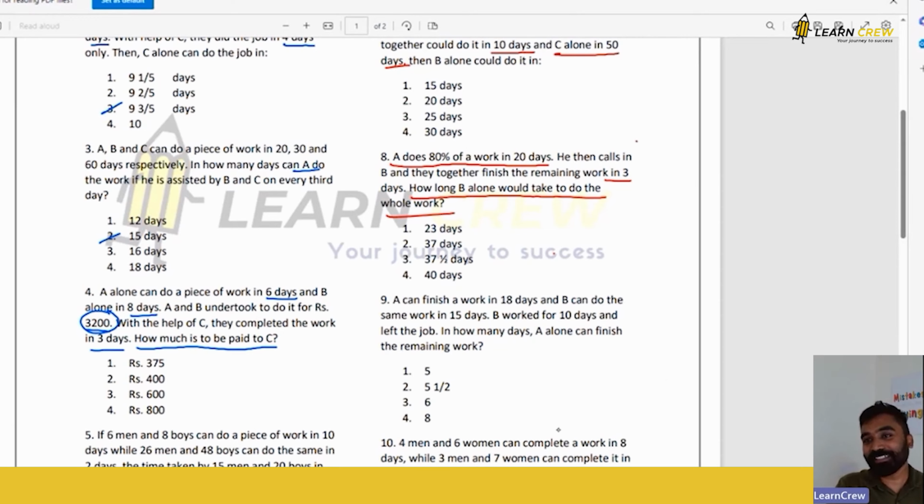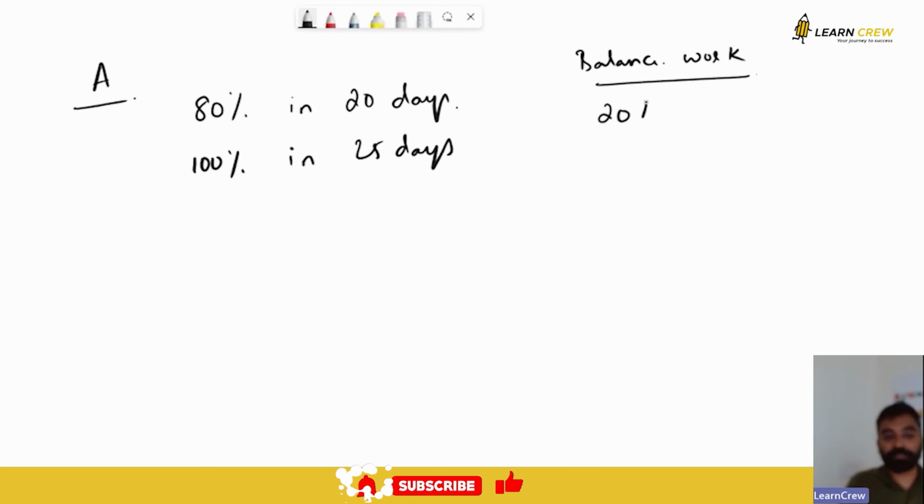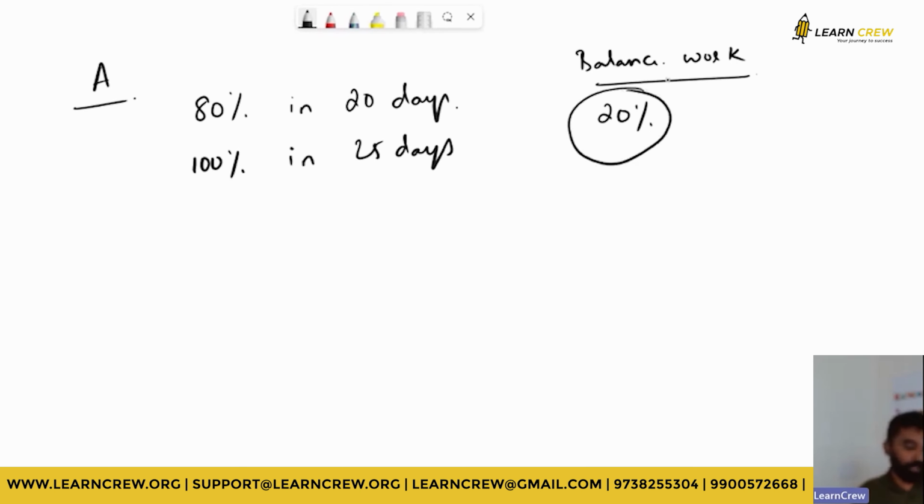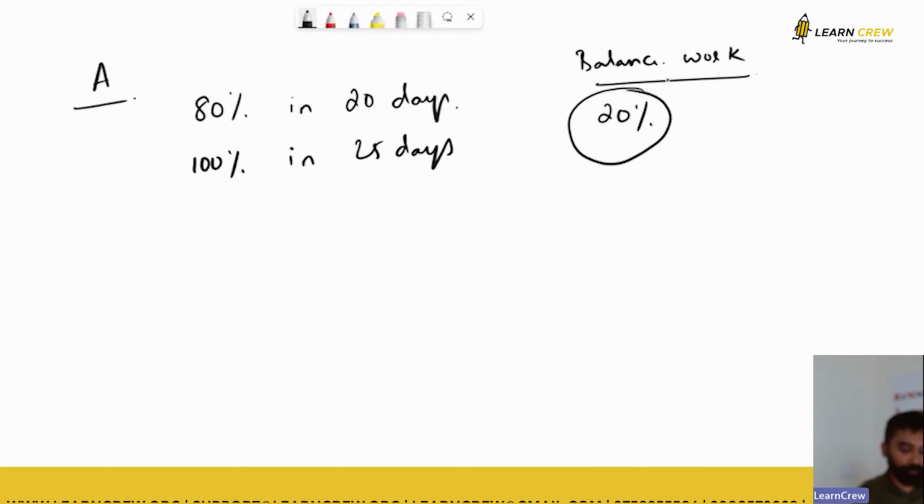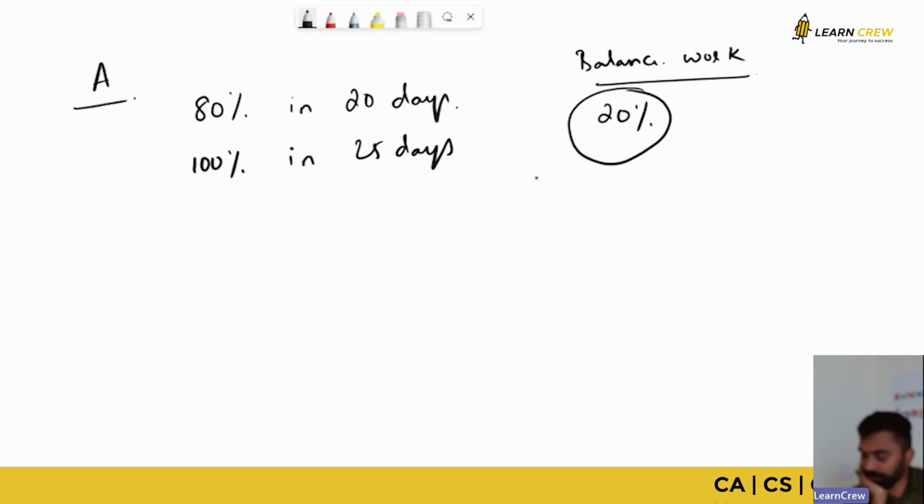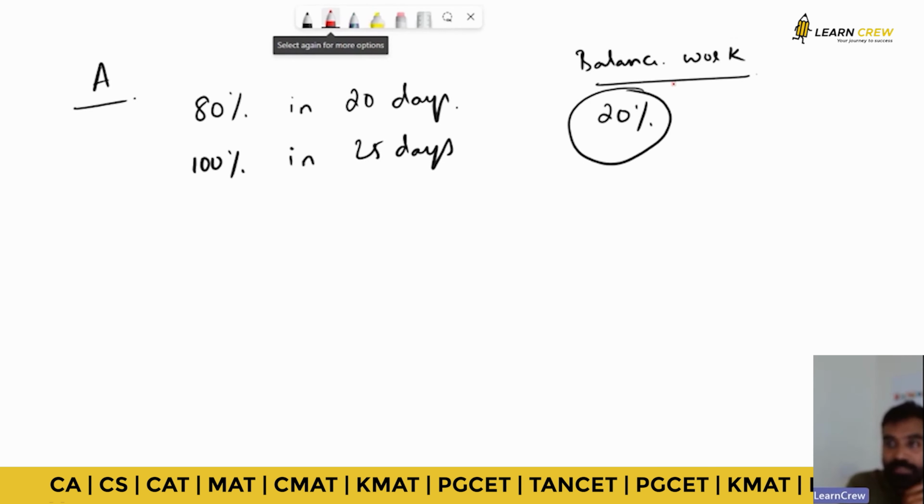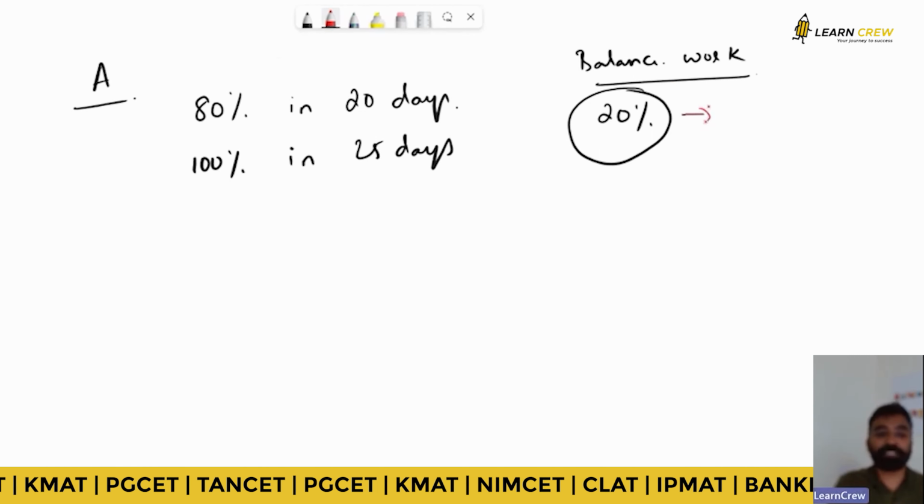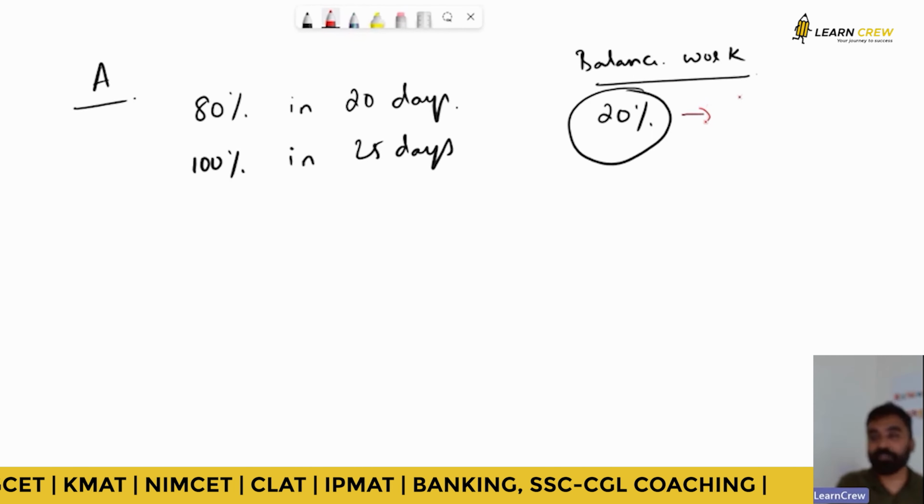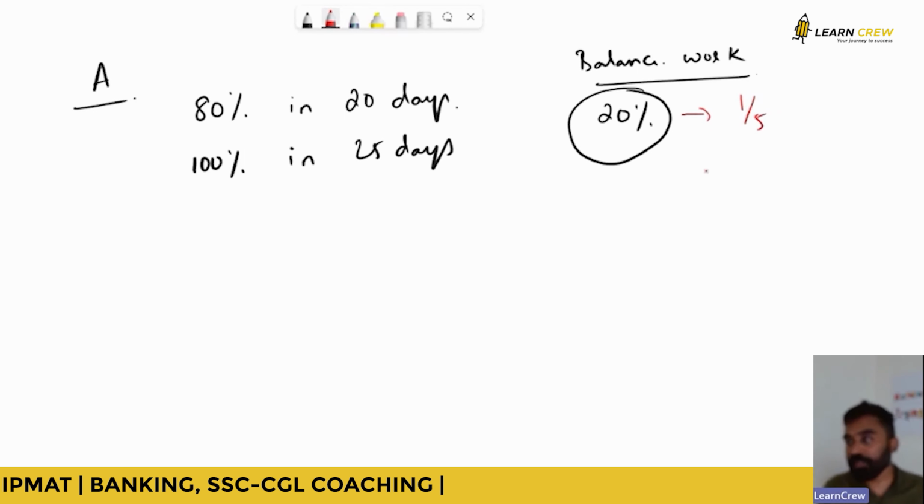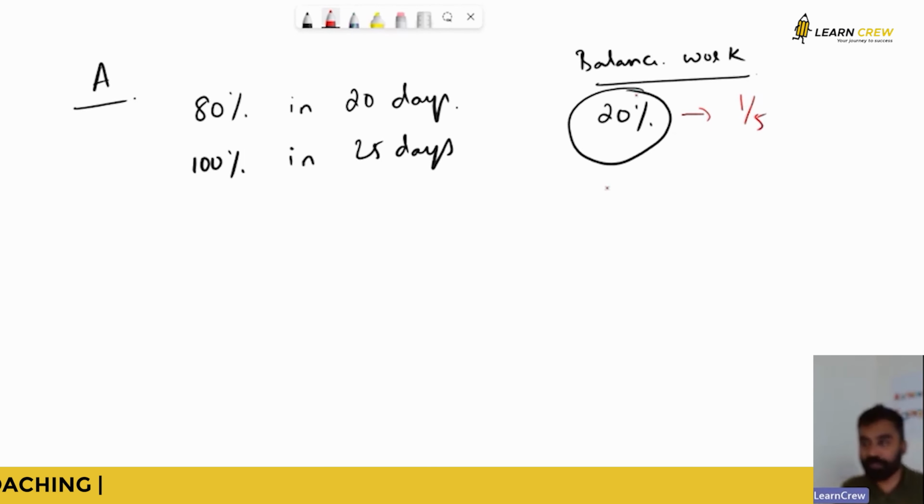Now, start doing it. Balance work is 20%, right? So when there is balance work, he is going to call B together and they both are going to complete the work in 3 days. Now, just tell me. The question asked is, how long will B alone take to complete the entire work? Now, what's this balance percentage or this 20% in terms of ratio? 1 by 5. Okay. In order to do 20% of work, they are taking 1 by 5. In order to do 100% of work, how many days will it take?